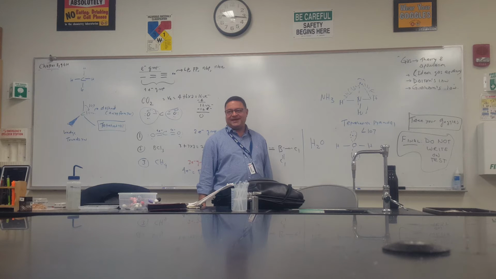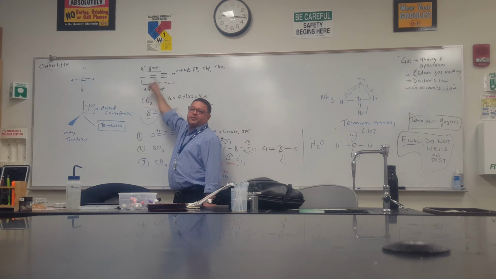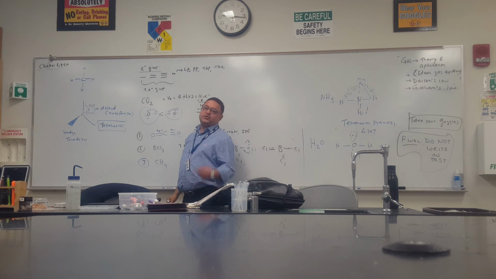How many electron groups? 4. See, this is also an electron pair, this is also an electron pair. 2 plus 2, 4 electron groups, with 2 lone pairs and 2 bonding pairs.